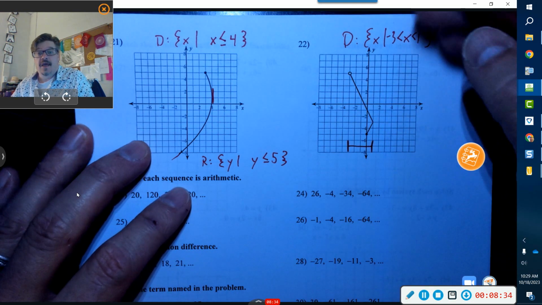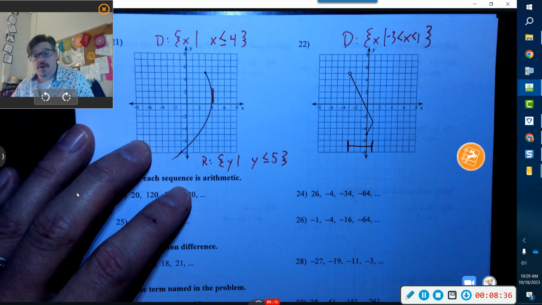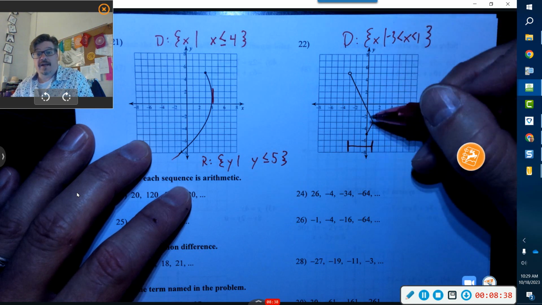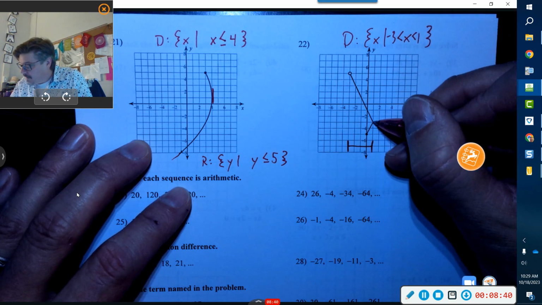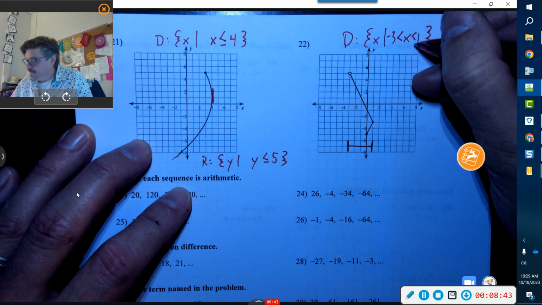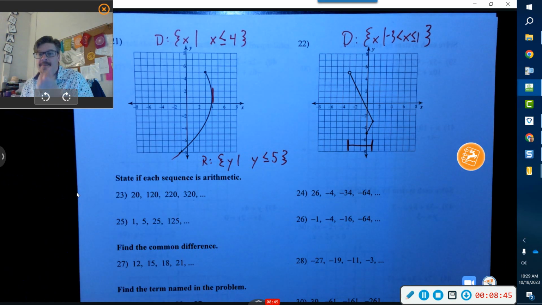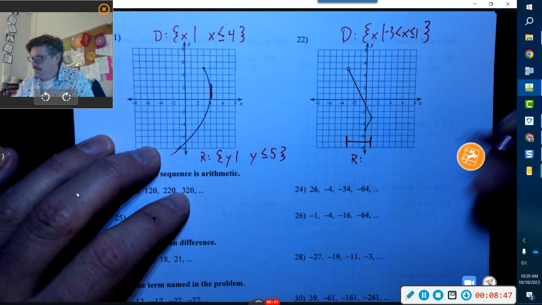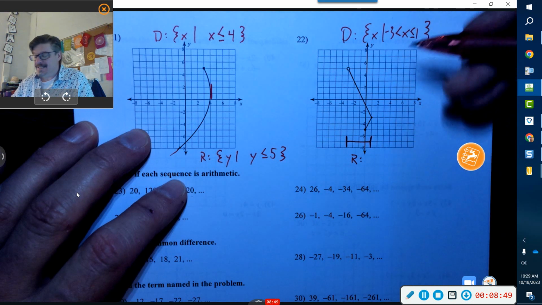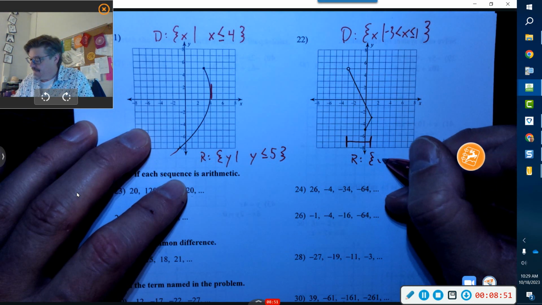Now let's just think. Can I include negative 3? No. So I'm not going to have a bar. Can I include positive 1? Absolutely. It looks like I go right up to it and touch it, so I'm going to give him a bar.